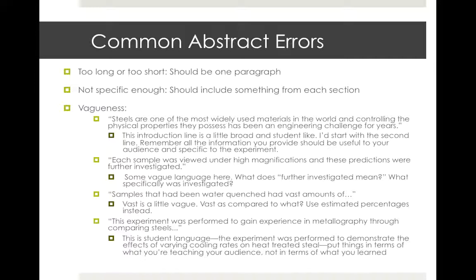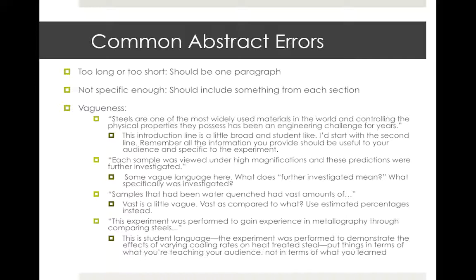Number 2, each sample was viewed under high magnifications and these predictions were further investigated. That's really vague language. What do you mean when you say high magnifications? What predictions were investigated? What types of samples? Be very specific. Again, samples that have been water quenched had vast amounts of. Vast is a really imprecise measurement. Vast compared to what? Use specific numbers and talk about quotes and specific results in your abstract.